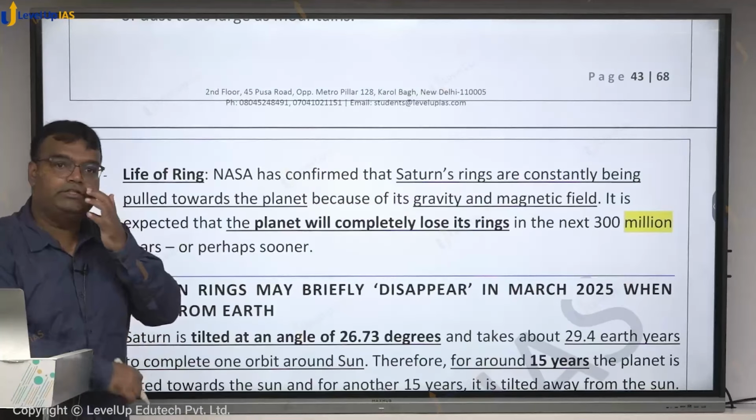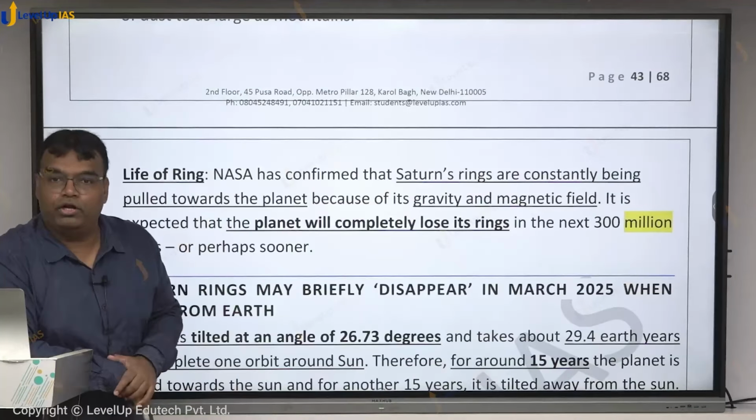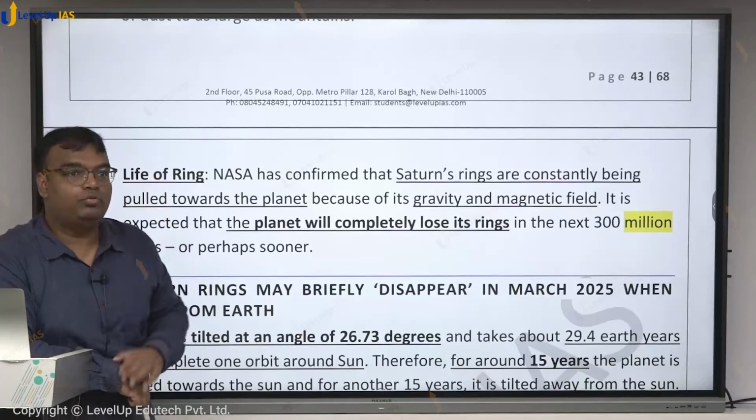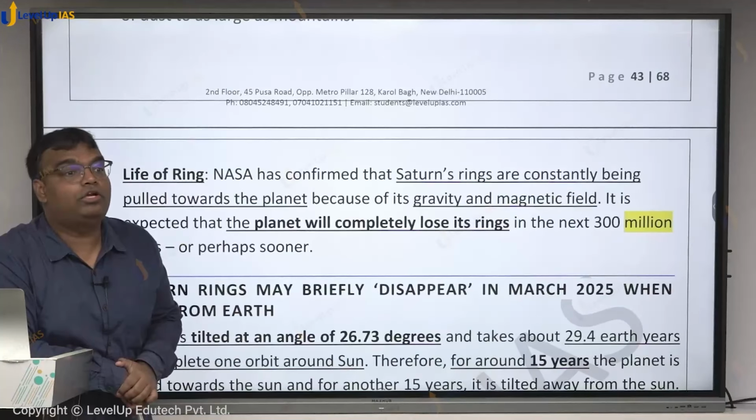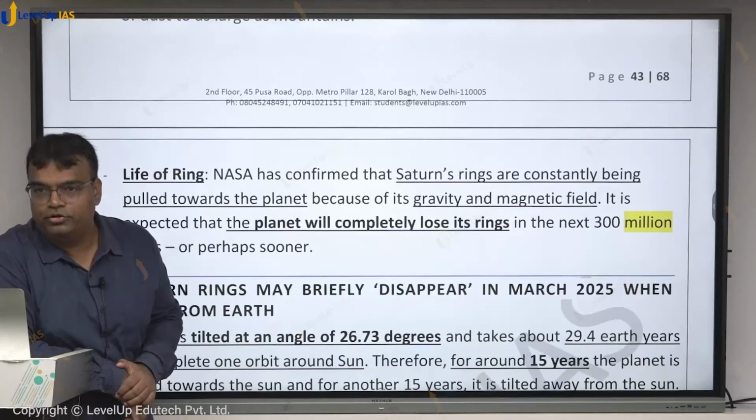So 100 million years back, if you were on Earth looking through a telescope at Saturn, Saturn would not have had this ring. We were not there 100 million years ago. We'll talk about that too.